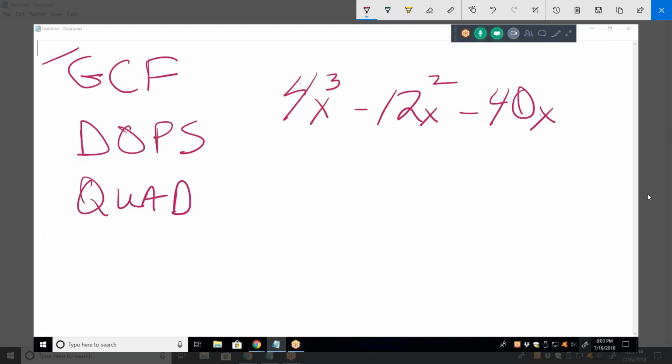Go through and check off your boxes. So is there a greatest common factor there? Can I take one out? What is it? Don't forget the variable. Can I take out any x's? Exactly. That matters a lot. Okay, what's left over?